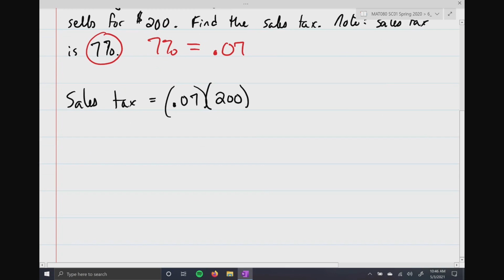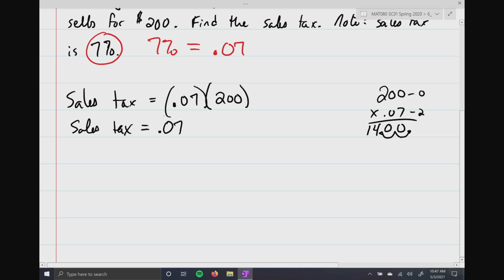So our sales tax is going to equal, now I'm going to go off to the right and multiply these two numbers together. 7 times 0 is 0. 7 times 0 is 0. 7 times 2 is 14. Now, I have 0 decimal places in the first number, 2 in the second number. So my answer is going to have 2. Therefore, my sales tax is going to be $14. Are there any questions there? So that's how much tax I need to pay to purchase this TV.